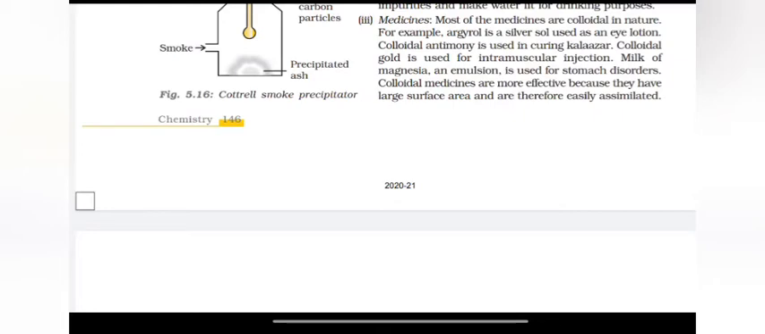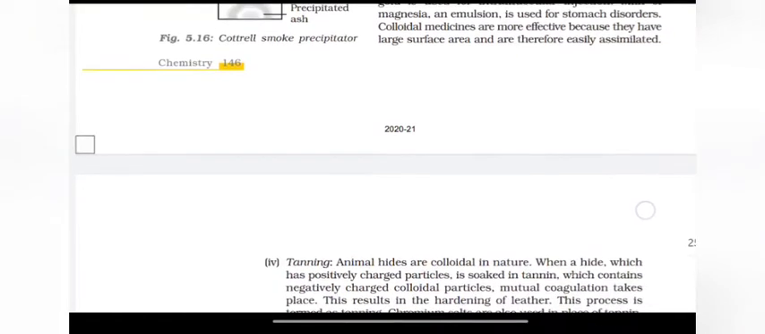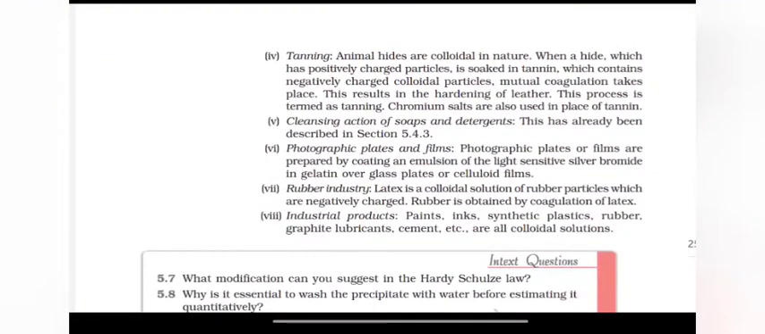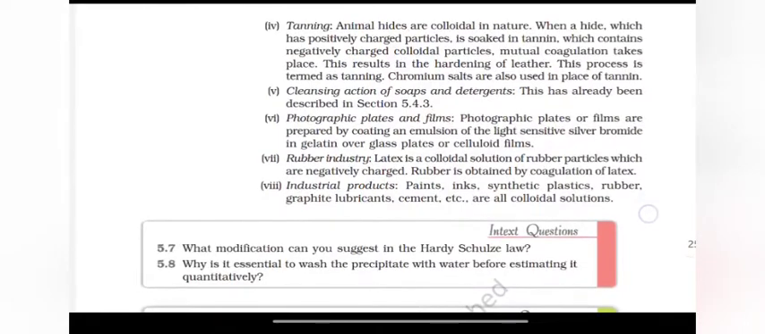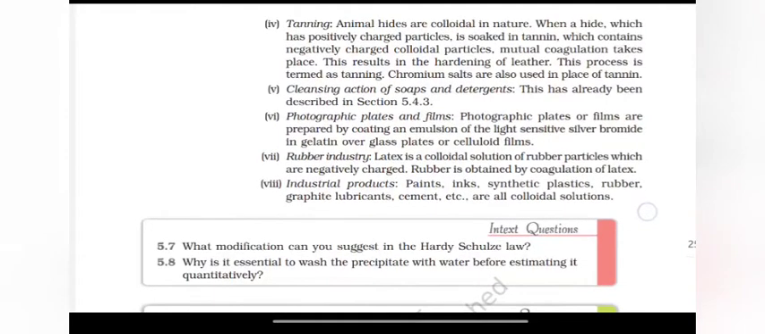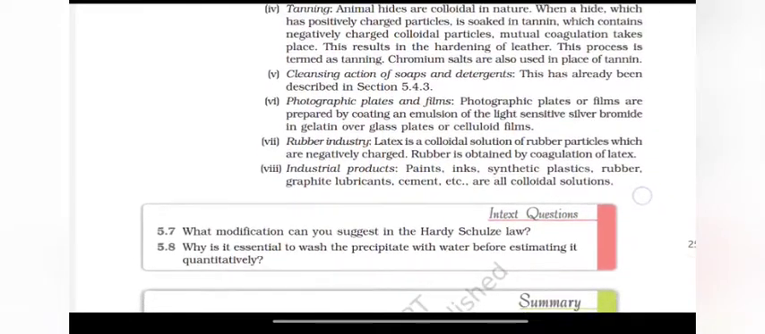Colloidal medicines are most effective as they have large surface area and are therefore easily assimilated. Tanning. Animal hides are colloidal in nature. When a hide which has positively charged particles is soaked in tannin, which contains negatively charged colloidal particles, mutual coagulation takes place. This results in hardening of leather. This process is called tanning. Chromium salts are used in place of tannin.